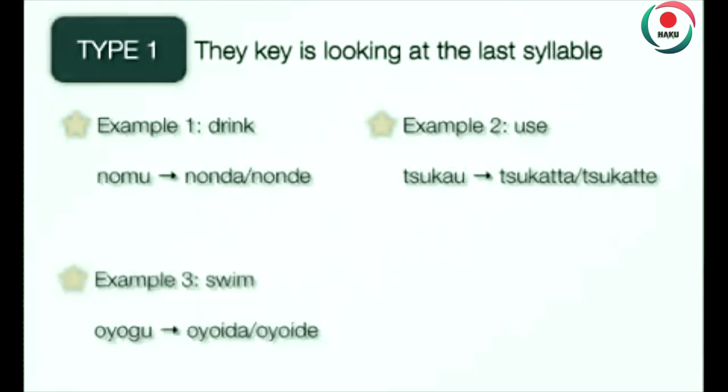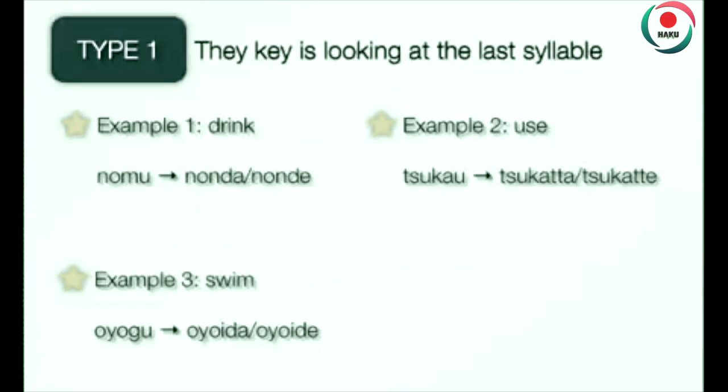How about to swim, which is oyogu. Oyogu. So if you can hear, the last letter there is gu. So referring to the previous page, if you have a verb that ends in gu, you want to drop the gu and add ida or ide for the ta form and te form. So we have oyogu becomes oyoida for the ta form and oyoide for the te form.